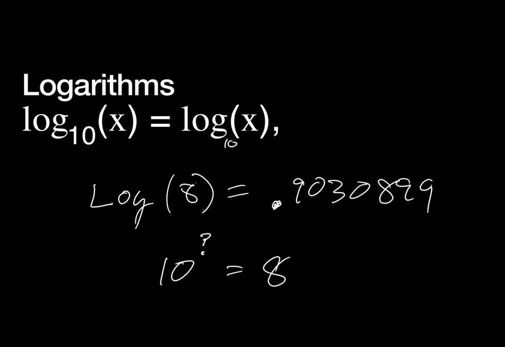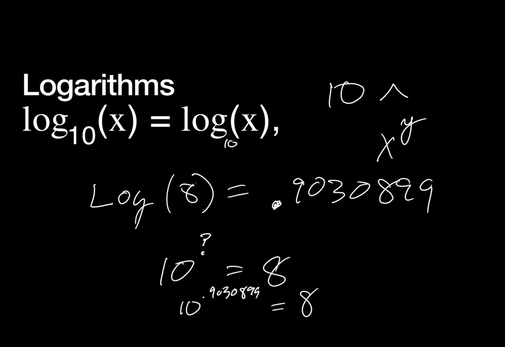If you did 10 to the 0.9030899 power, you would get 8. Now if you're wondering how to do that on your calculator, on a regular calculator there's a button that looks like this, which is your caret button. It means raise it to a power. You might have another button that's x to the y.